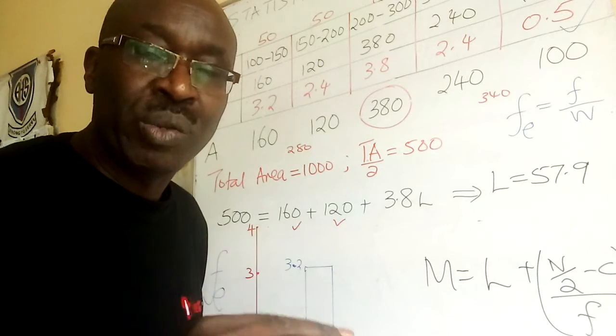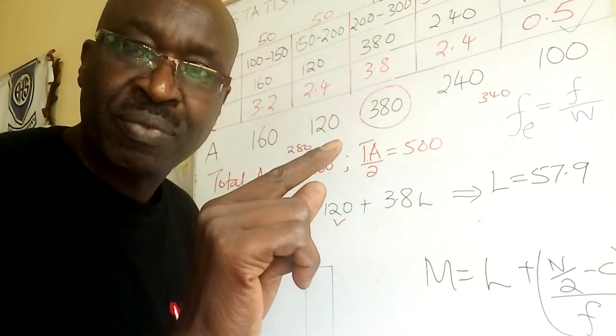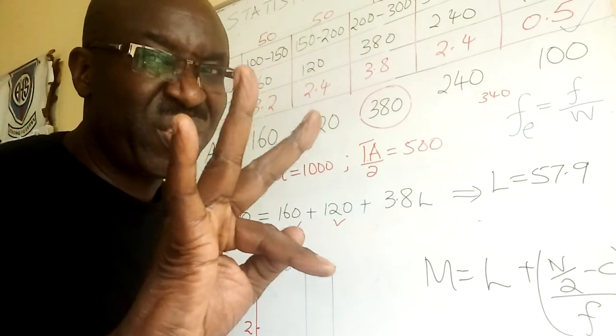The next will be Form 4 work: how to draw a cumulative frequency curve, and then from there you get the median. Remember, there are 3 ways you can be asked.